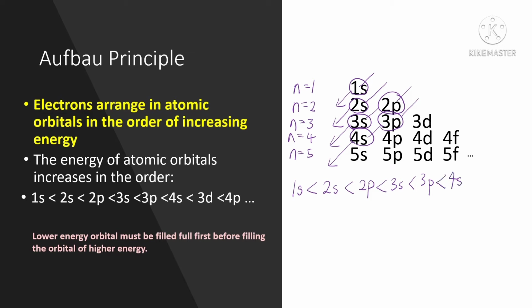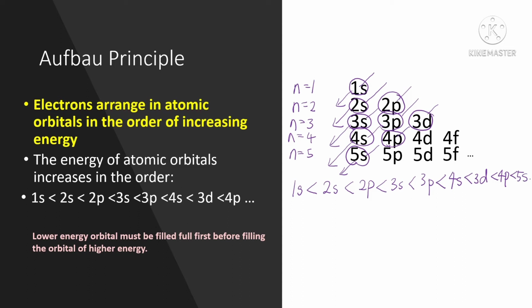Then the next diagonal arrow passes through the 3d subshell, so after fully filling the 4s subshell, it will fill the 3d subshell. After fully filling the 3d subshell, it will fill the 4p subshell. And after fully filling the 4p subshell, it will fill the 5s subshell, and so on.